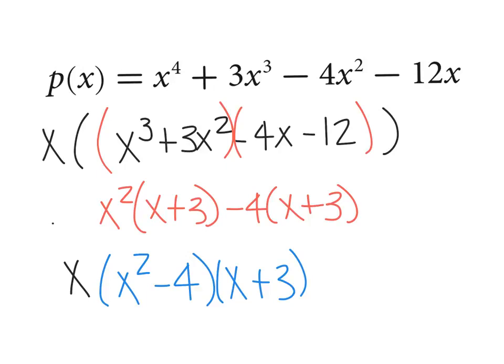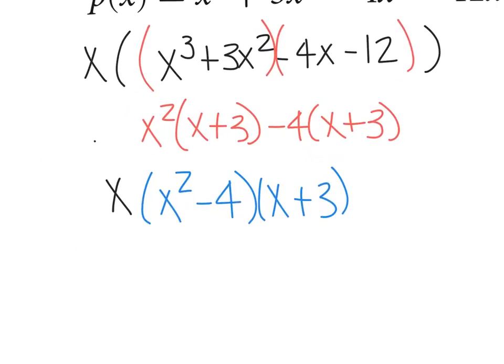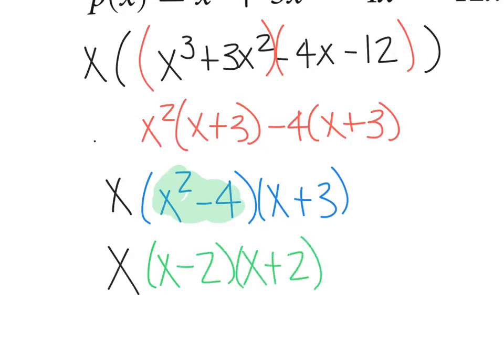Is there anything else I can do to that problem? Factor the x squared minus 4. It's a difference of perfect squares. x squared minus 4 factors into x minus 2 and x plus 2. I still have x, and I still have x plus 3.